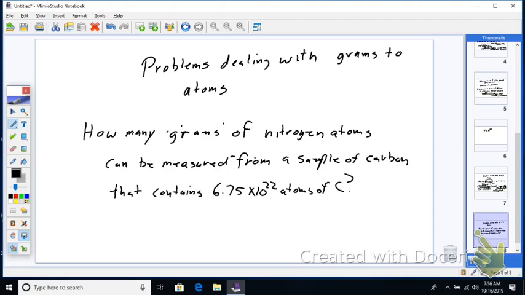Second problem. This one's not the exact same setup, so you really have to think. This one's asking for how many grams, and you're given this many atoms. So go ahead and stop the video and try this setup, see if you can do it. Make sure you're trying to do it, and that way you can compare it to what the answer is supposed to be here. And then go ahead and start the video again.